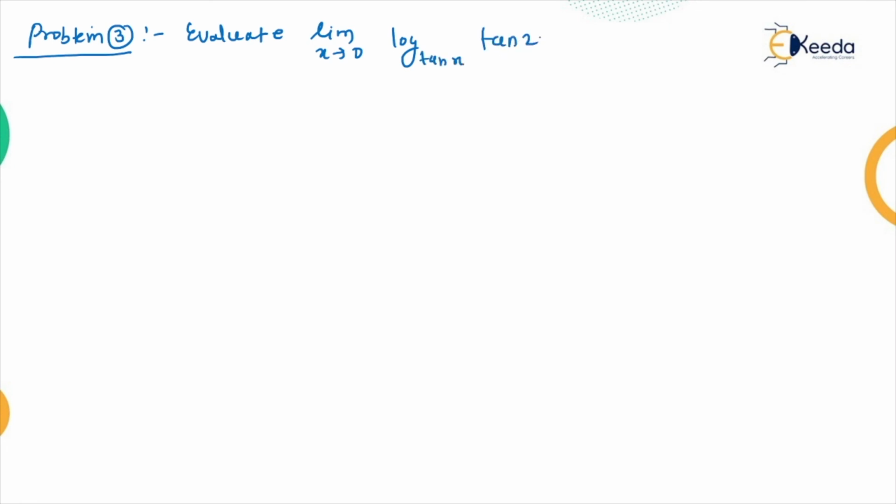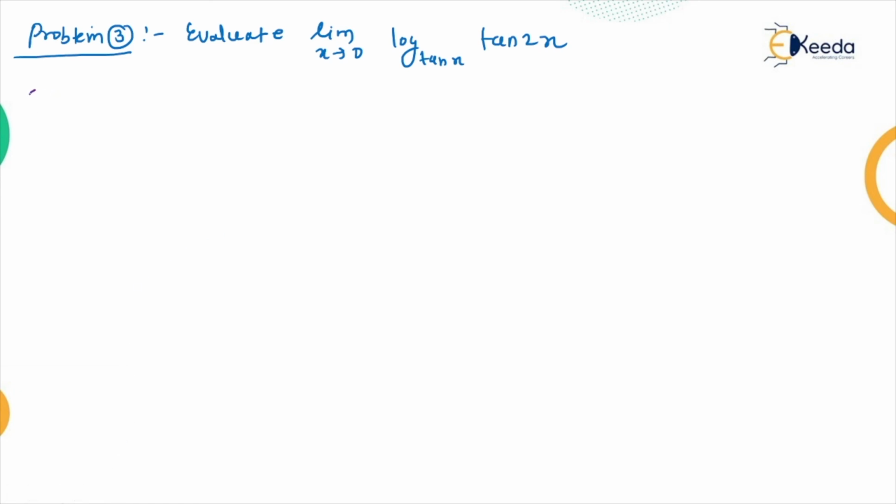Now again we have to discuss the next problem, that is problem number 3. So what is problem number 3, guys? Let's see. Evaluate limit as x tends to 0 of log to the base tan x of tan 2x, log to the base tan x into tan 2x, guys.